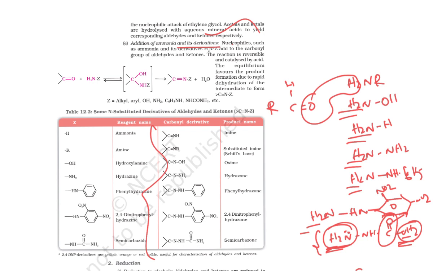Then we go for the reduction reaction. Reduction of aldehyde and ketone. If you reduce the aldehyde, you get the primary alcohol. In case of ketone, we will get the secondary alcohol.